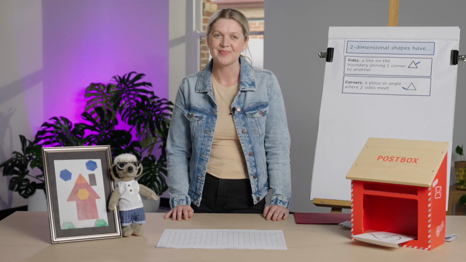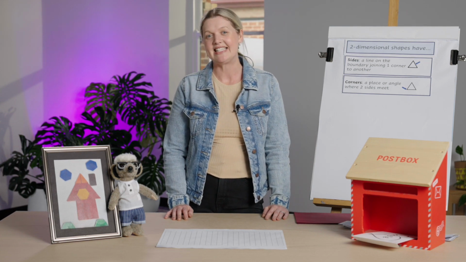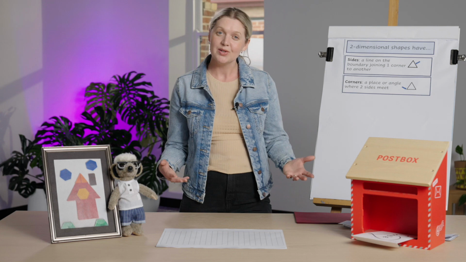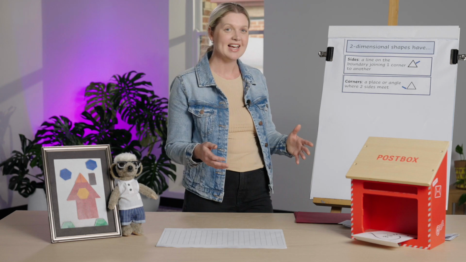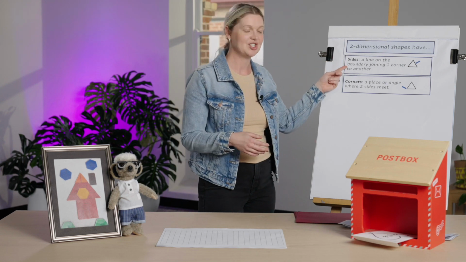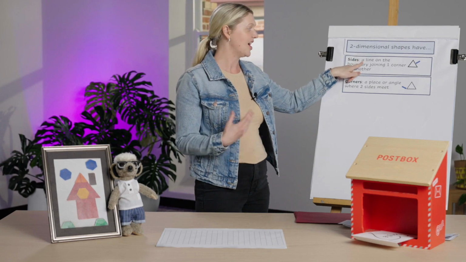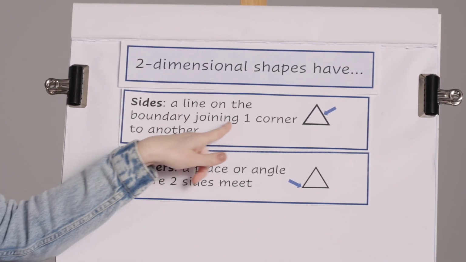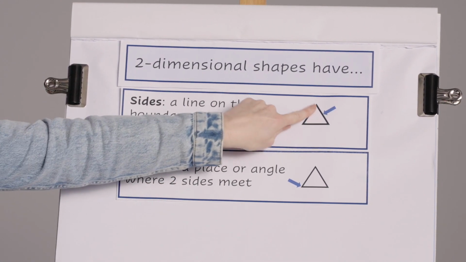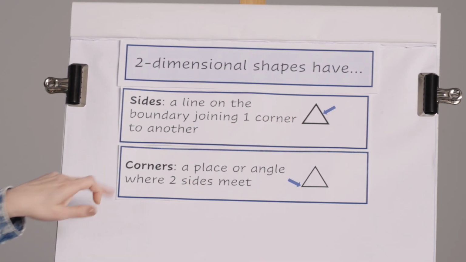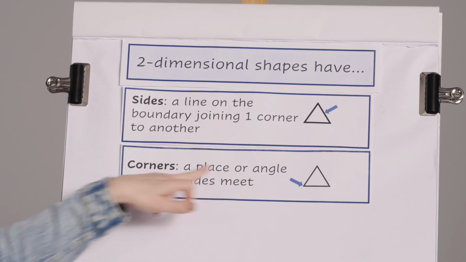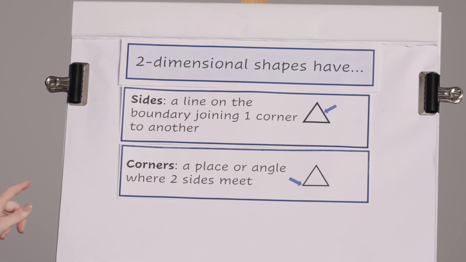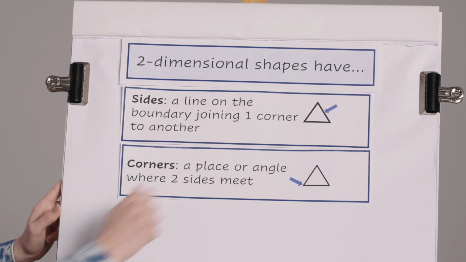My name is Danielle. Now you may have joined me in Lesson 60 when we learned about the attributes of two-dimensional shapes, and we used these attributes to classify and name the two-dimensional shapes. Now let's remember together that two-dimensional shapes have sides, which are a line on the boundary joining one corner to another. So here we can see the side of the triangle. Two-dimensional shapes have corners, which is a place or angle where two sides meet. And here we can see the corner here.